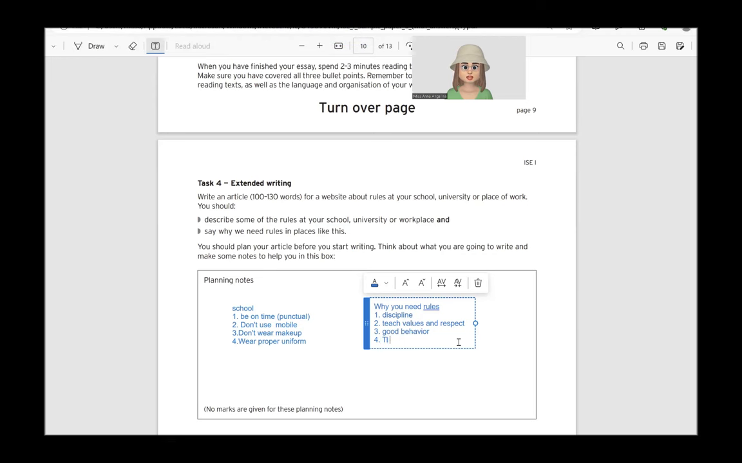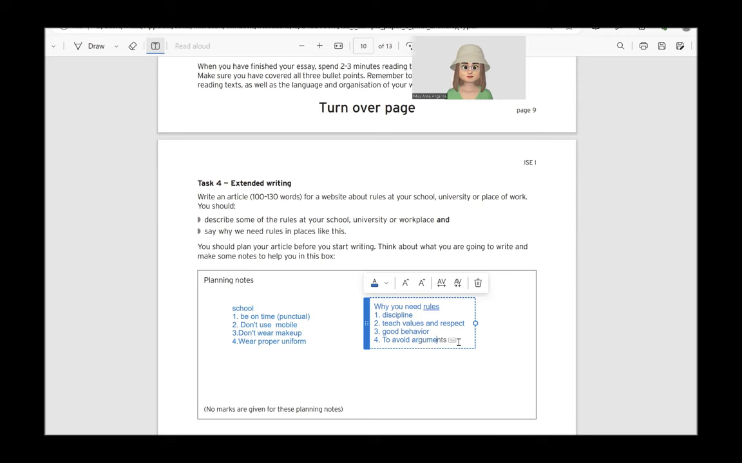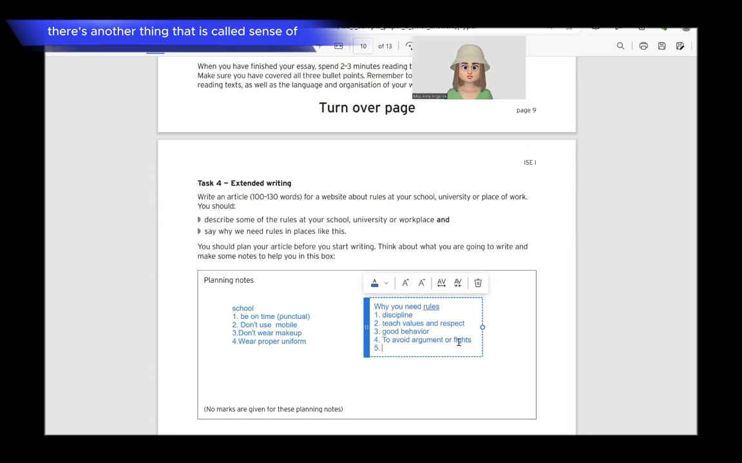What else? I think to avoid arguments and fights at school, right? There's another thing that is called sense of equality. I'll tell you why, Nidhi, this is needed. Because if you have a mobile phone, the poor child will feel very bad. If you wear makeup, the other girl will not feel good. So in order to feel the same, that everybody is the same in school. No matter if you're rich, Muslim, Hindu, or Christian, no matter what your religion is, you are the same at school. So it teaches a sense of equality and sense of similarity.